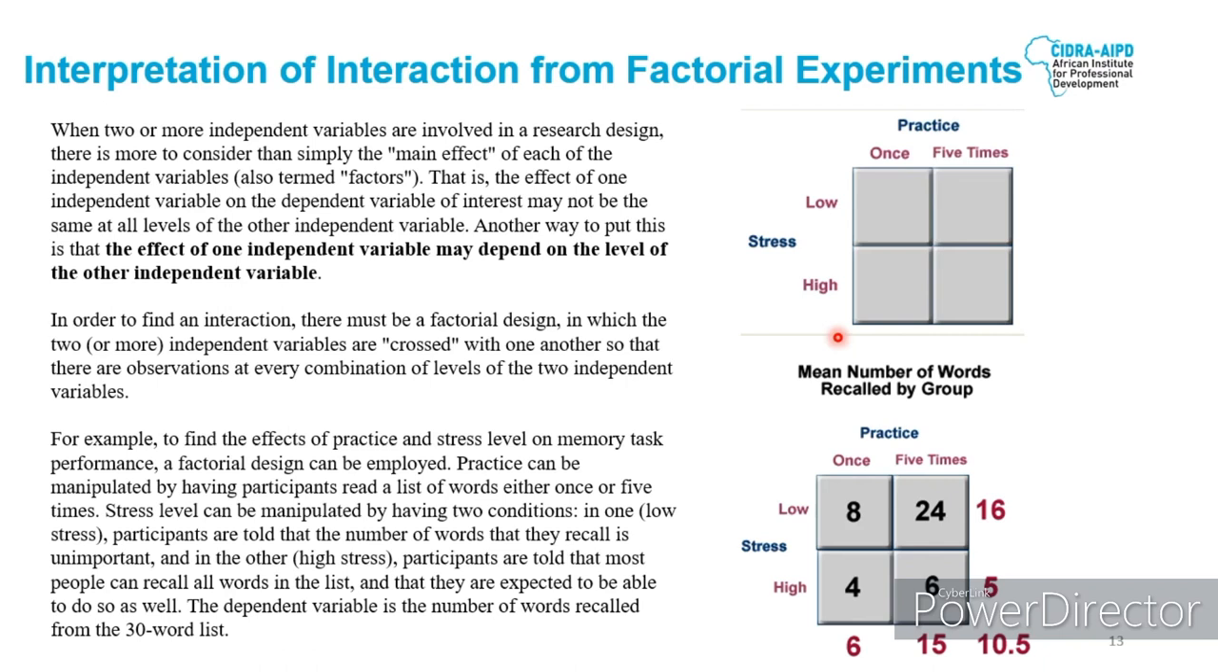Now, in this design, we would need to have participants in each of the 4 cells of the design: low stress and one practice, low stress and five practices, high stress and one practice, and high stress and five practices. Let's say here that we have 25 participants in each of these four cells. Now, if the two factors in the study, which are practice and stress, interact, this means that the effect of one factor depends on the level of the other factor.